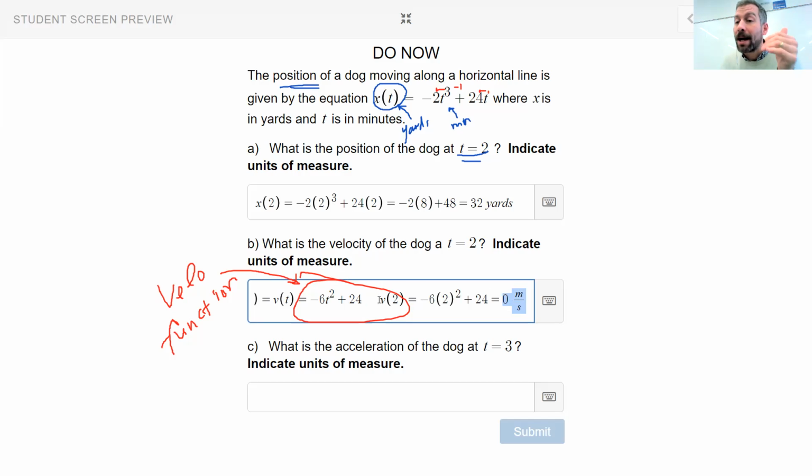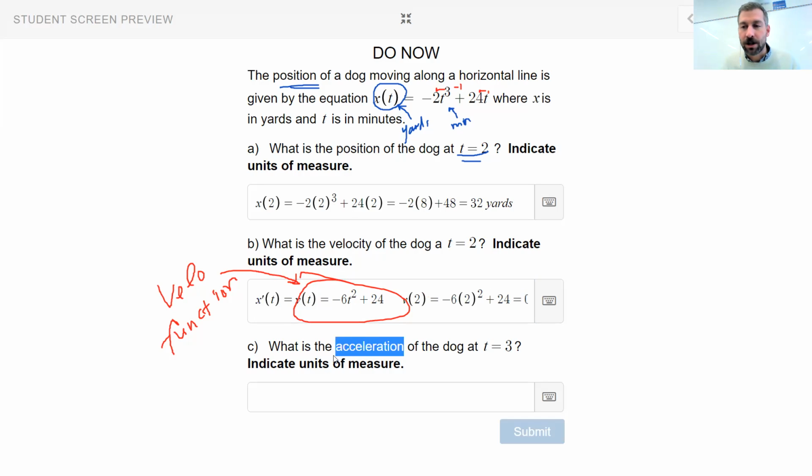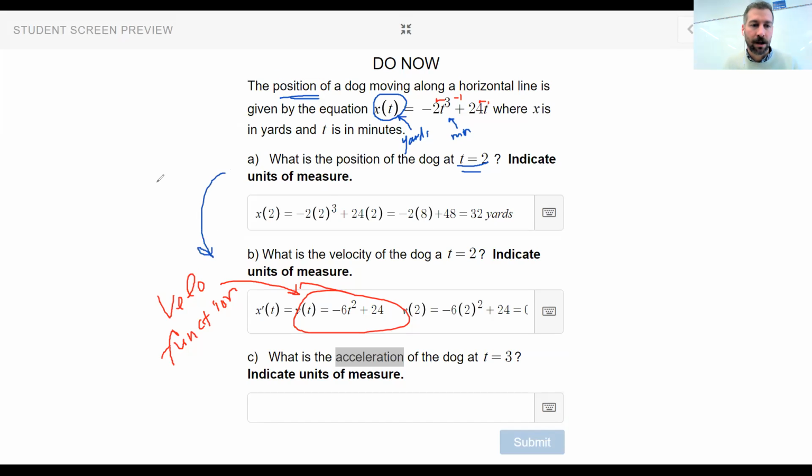Okay, that's parts A and B. Now part C is a little bit different because part C asks us for the acceleration. Well, what do you know about acceleration? Acceleration is the change in velocity. So if we find the change in position, we find velocity, right? If we find the change in velocity, that's acceleration. I took the derivative, so if I want to find the change in velocity, what am I going to do? I'm going to take the derivative.